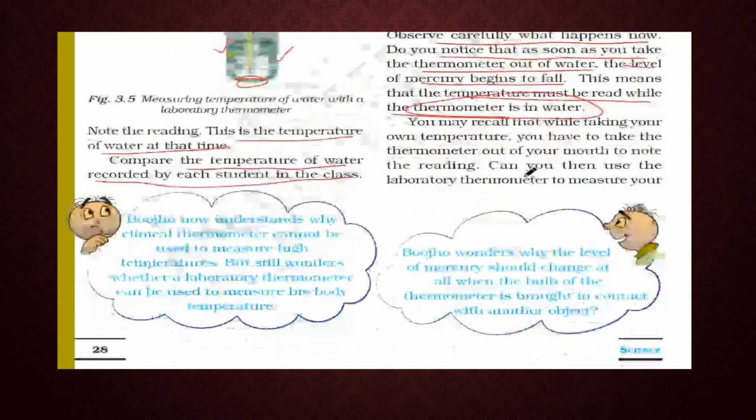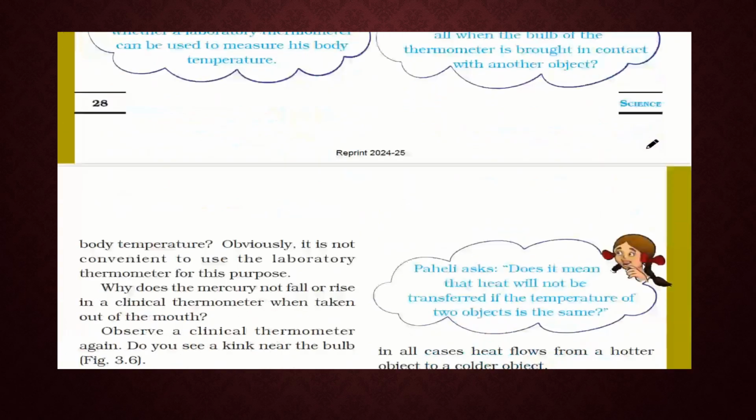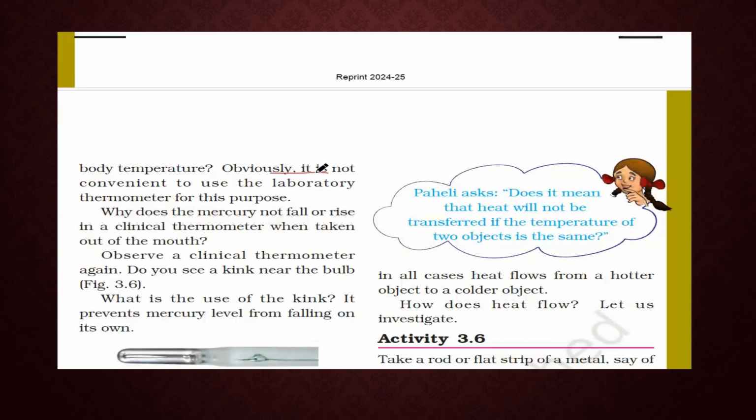Now you may recall, while taking your own temperature, you have to take the thermometer out of your mouth and note the reading. So can you then use the laboratory thermometer to measure your clinical temperature? No. When you have a fever, you can't use a laboratory thermometer to measure your temperature, because as soon as you take it out of your mouth, there will be a gradual fall in temperature. It is not a convenient way to use a laboratory thermometer for this purpose.